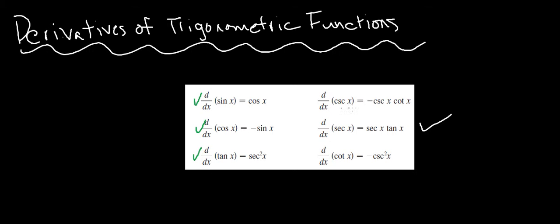You have to remember that the derivative of cosecant is negative cosecant cotangent. You've got to know that the derivative of secant is secant tangent, and you've got to remember that the derivative of cotangent is negative cosecant squared. So you've got to remember your derivatives of trigonometric functions. On the AP test, you will have to memorize them.